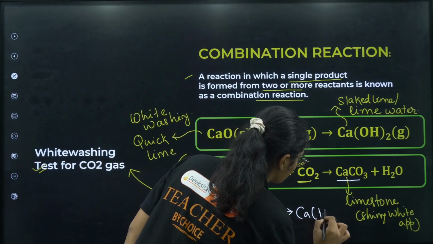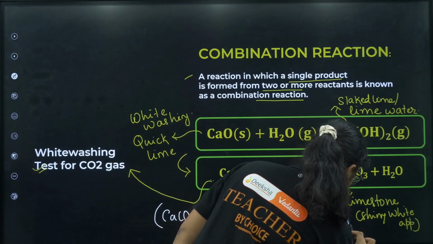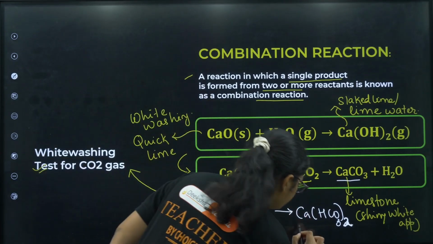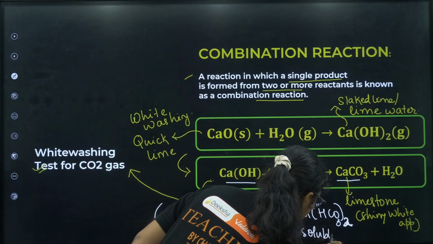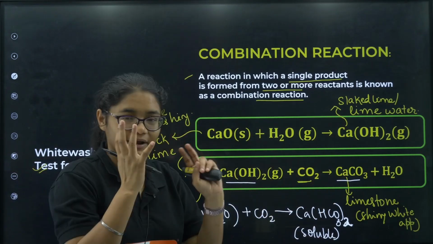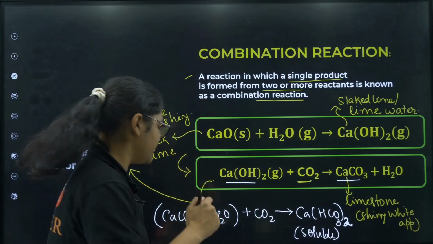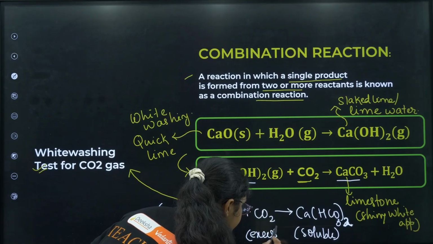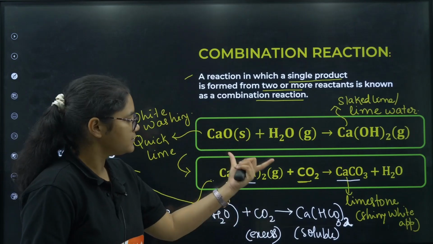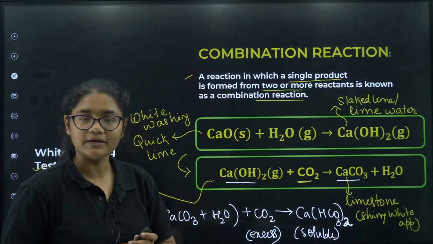You will get calcium bicarbonate, and this calcium bicarbonate is soluble in water. So the white precipitate you got will dissolve after some time. Why did that happen? Because you have added excess carbon dioxide. That is how we can use the test of carbon dioxide gas, and this reaction can also be used for whitewashing. All these questions can be asked under this one particular reaction.